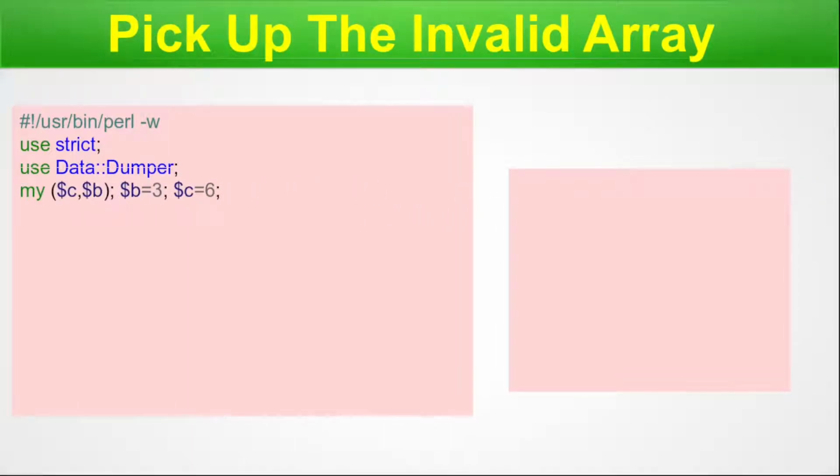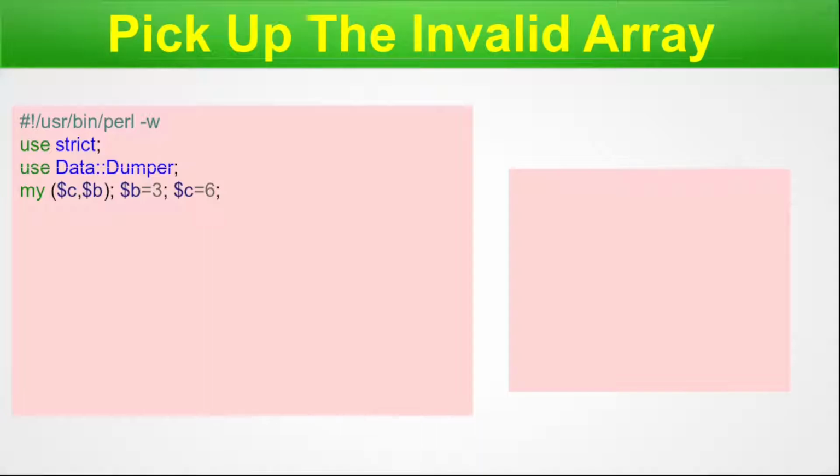Here goes our code, in the pink box. First we have the hashbang #!/usr/bin/perl. Next we are using strict, we are using the Dumper module, and we give some values to $C and $B and we declare them also. So this part will not be there in the question. So this could be a tricky part also.